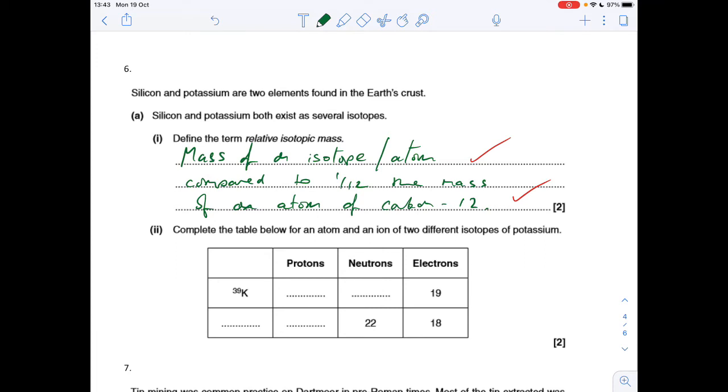Okay, so the next part of the question, complete the table below for an atom and an ion of two different isotopes of potassium. So the key thing here is they are isotopes of potassium. So they're both going to have 19 protons. Get that from the periodic table. So the neutrons for isotope 39, just remember there's a 19 there. So the difference between those two numbers is the neutrons, so it's 20. And the next question, so we've got 19 protons but only 18 electrons. So this is going to be a K plus ion, but we need to give its mass number because we've got 19 protons and 22 neutrons and they add up to 41. So that would be needed as well.